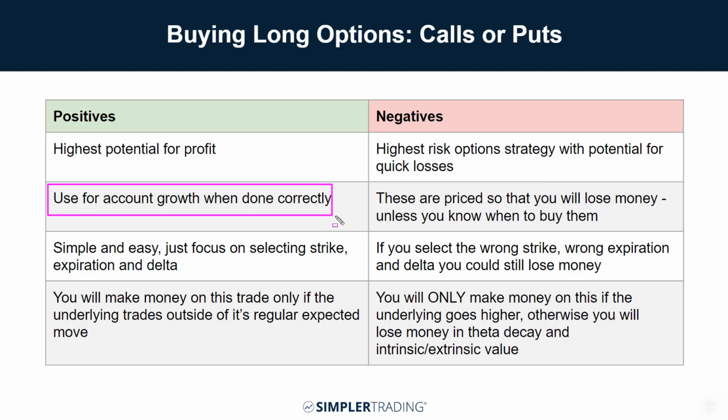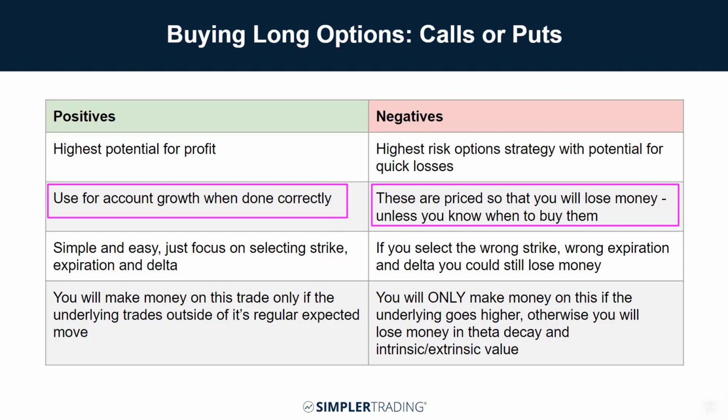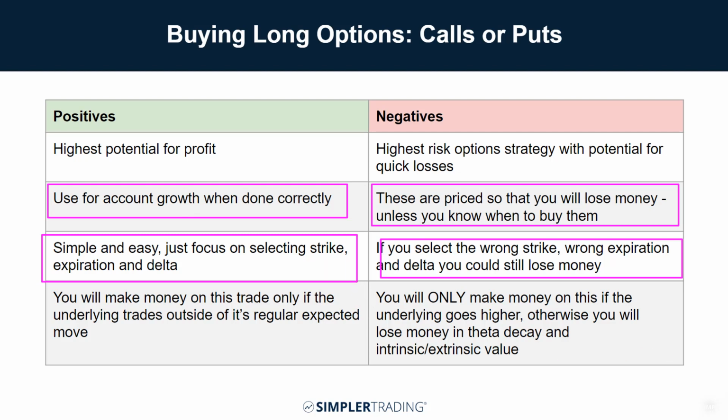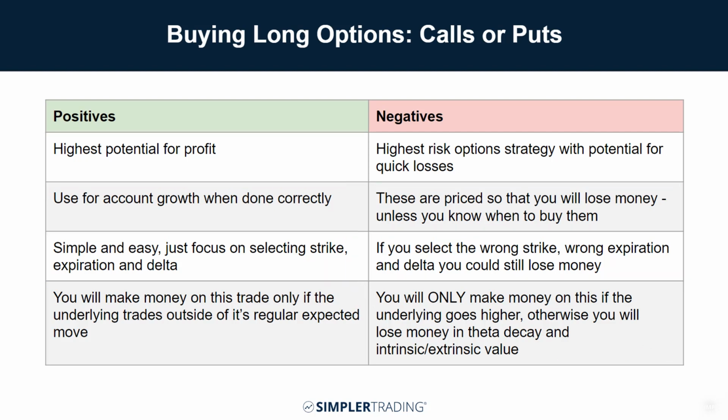They can definitely be used for account growth when done correctly, but the thing about options is that they're priced so that you will lose money unless you know when to buy them and how to buy them, specifically focusing on what kind of strikes you want to look at, and especially the expiration and delta. Now, of course, with a little bit of education as far as how to select your strike properly, that is how you go from turning this negative into a positive.